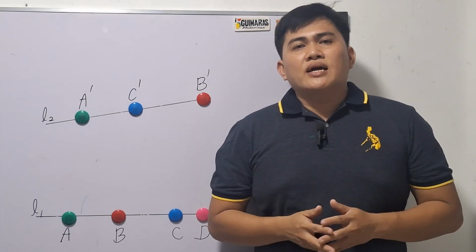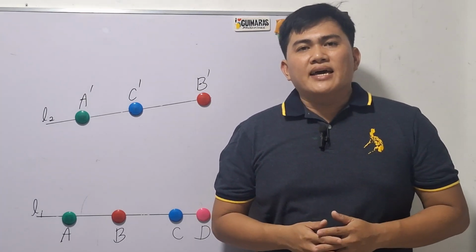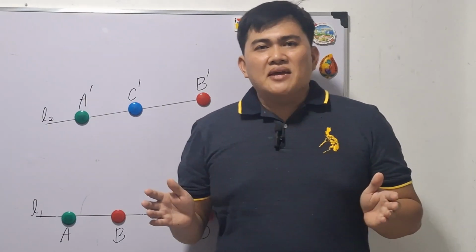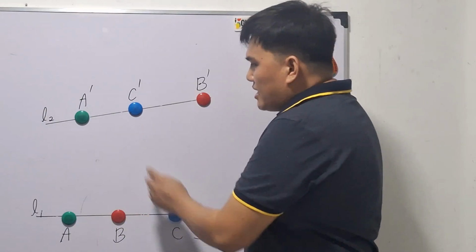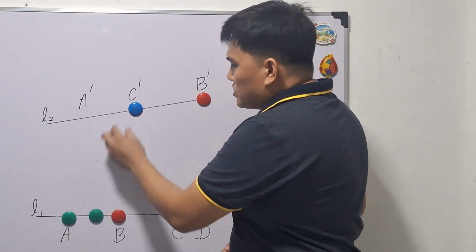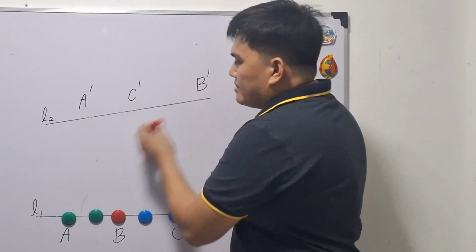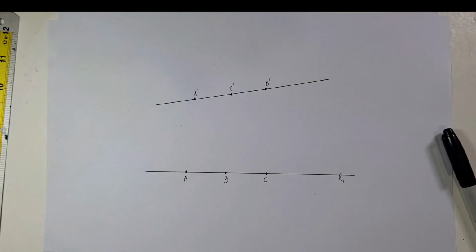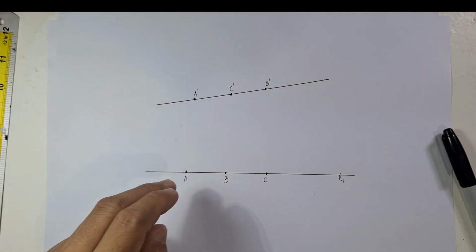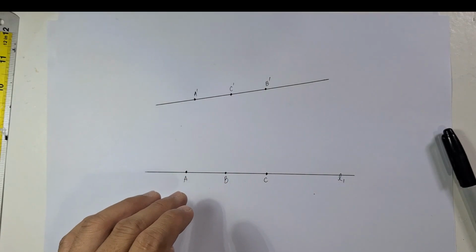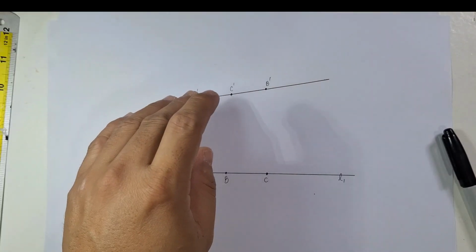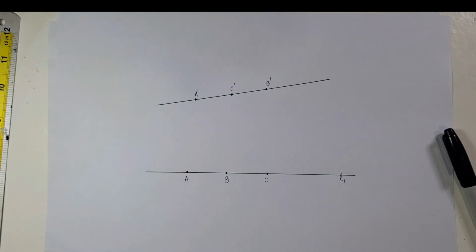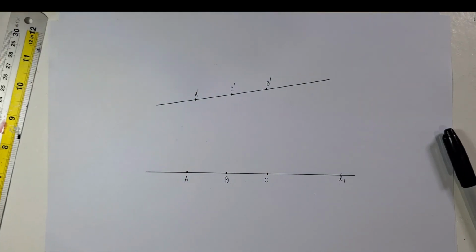Finally, we will explore how three distinct points on one line can be mapped onto three distinct points on the same line. Like this, A, B, and C will be projected onto the same line using three perspectivities. Three distinct points A, B, and C on one line may be projected into any three points, A prime, B prime, and C prime, on a second line by means of a sequence of at most two perspectivities.